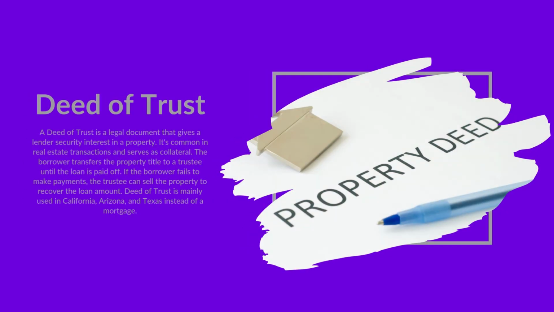A deed of trust is another legal document that gives a lender security interest in a property. This is common and usually serves as collateral, and the borrower transfers that property title to a trustee until the loan is paid off. The lender is usually the beneficiary. And if the borrower fails to make payments, the trustee can sell the property to recover the loan amount. The deed of trust is commonly used in states like California, Arizona, and Texas instead of a mortgage.